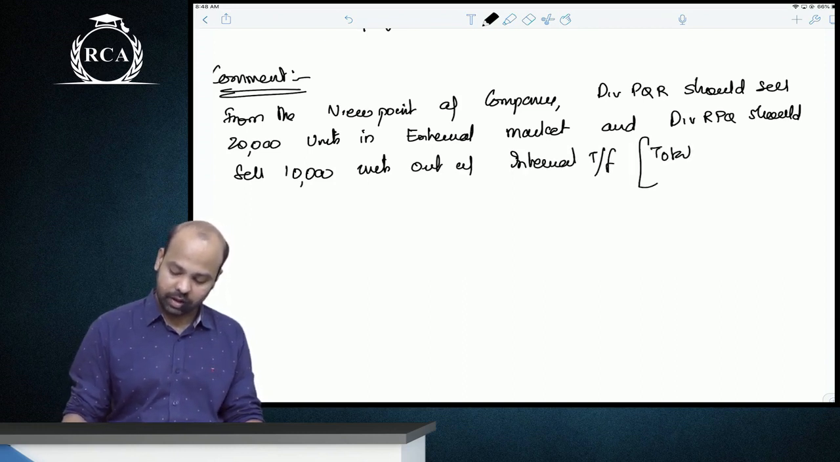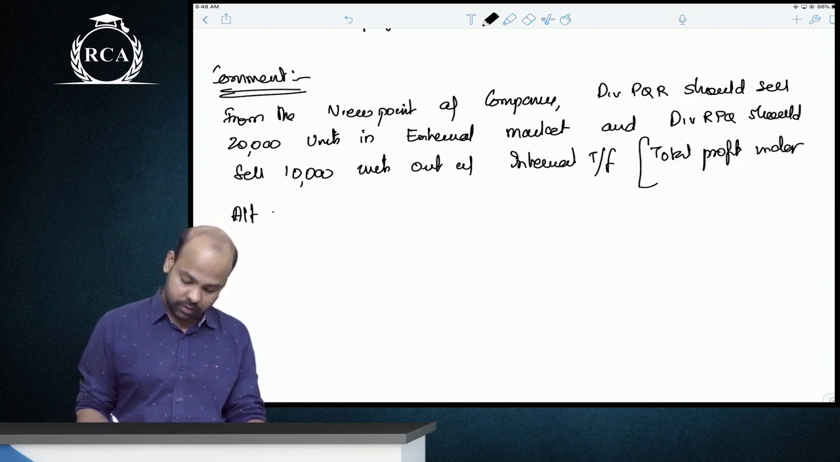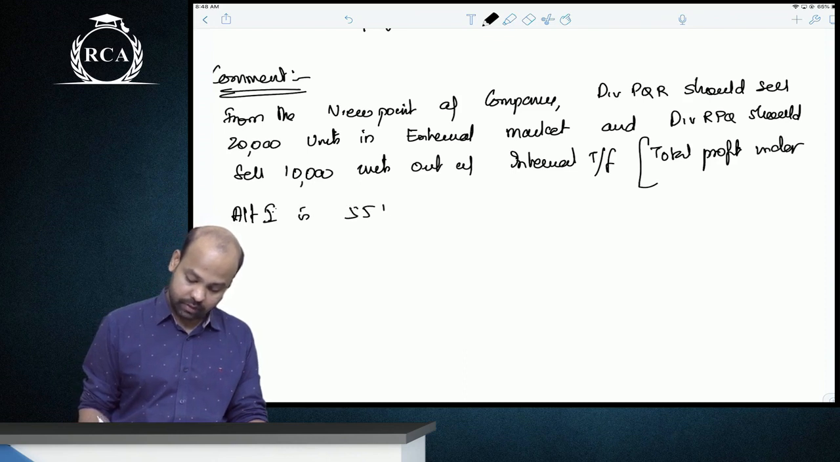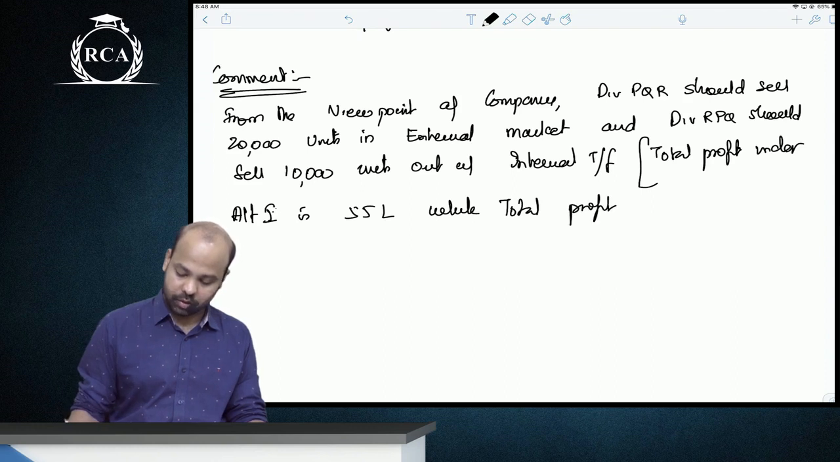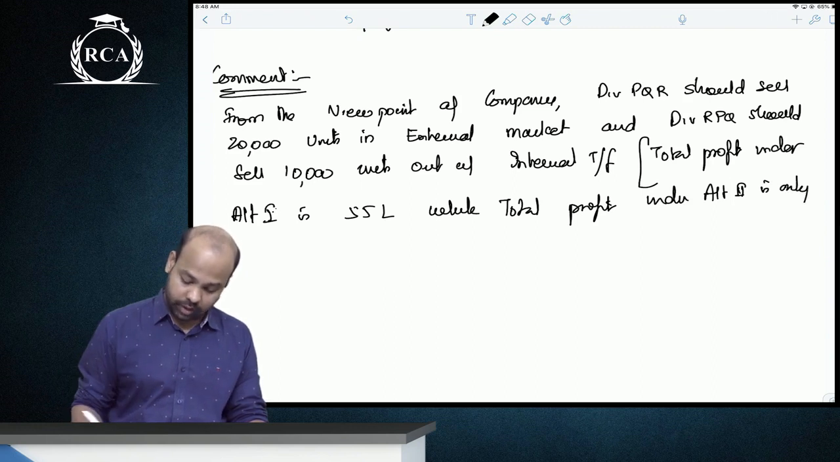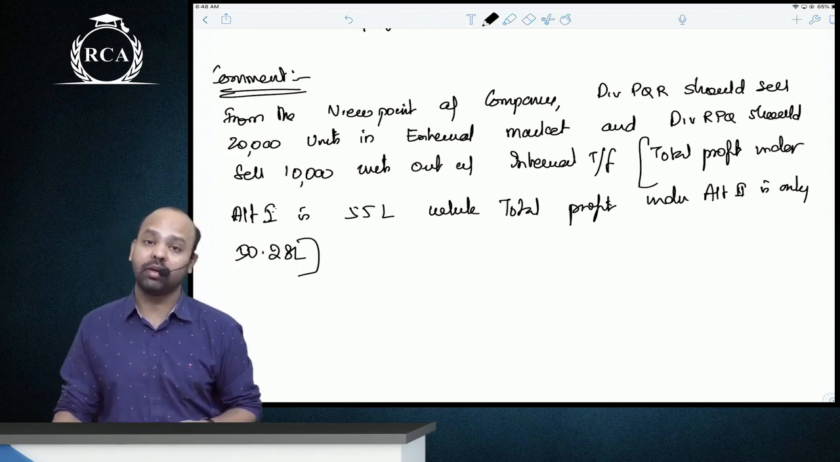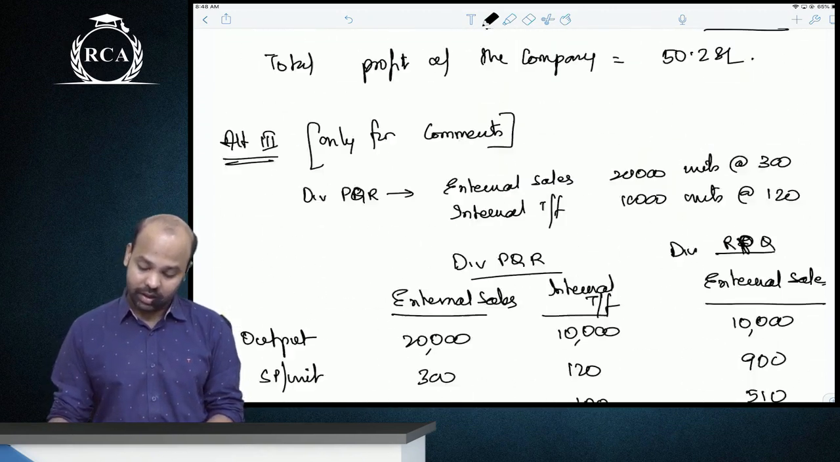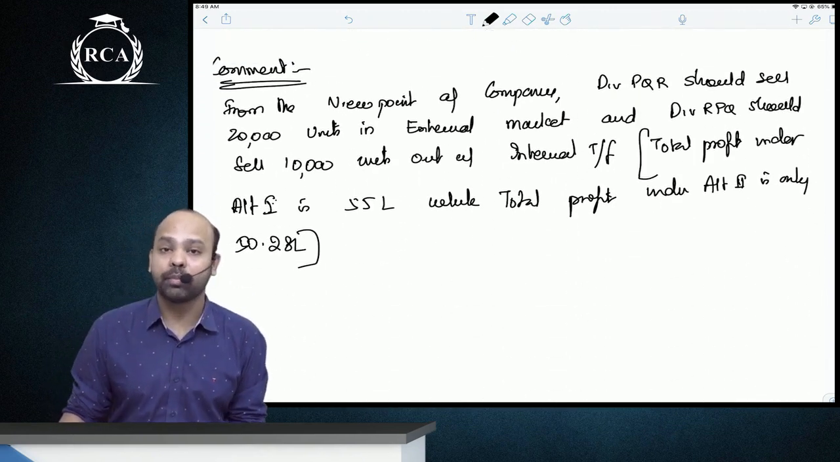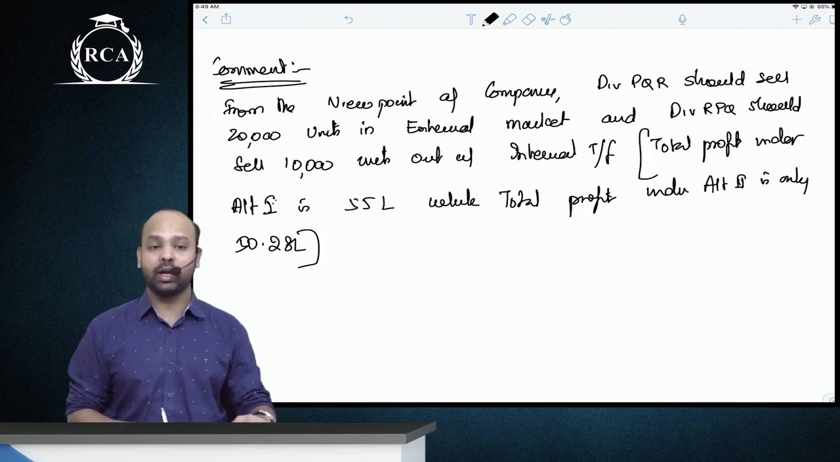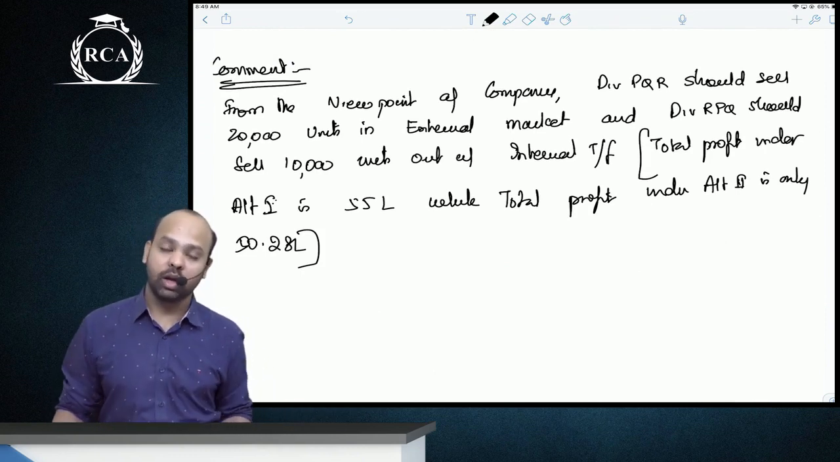Total profit, beta, under alternative 1 is 55 lakhs, while the total profit under alternative 2 is only 50.28 lakhs. So undoubtedly, if you compare 55 lakhs and 50.28 lakhs, then yes, beta, you'll have to restrict the output.